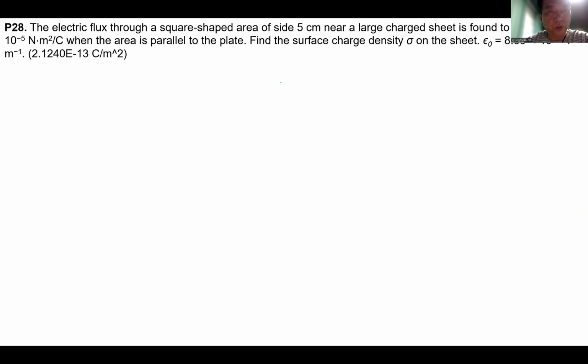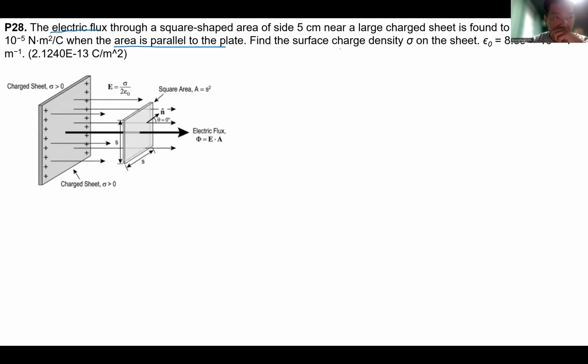The electric flux through a square-shaped area with a given charge sheet is given. The area is parallel to the plate. Find the surface charge density, sigma, on the sheet of charge. Note that the sheet is not set in an insulator, it is a conductor, but we are going to assume that it's an insulator.